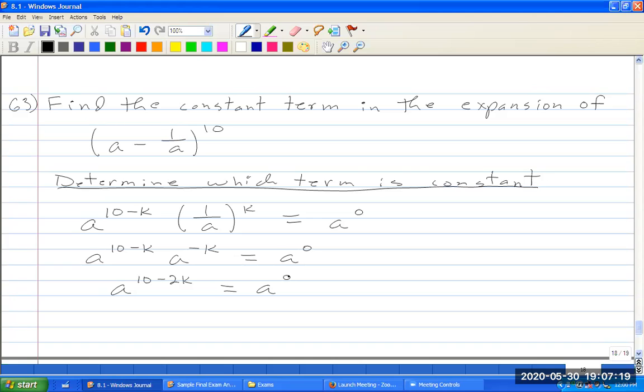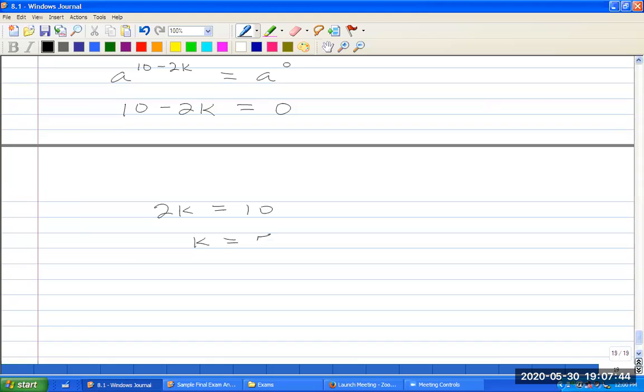Since the exponential function is injective, since the base is the same, and I'm assuming a is not 0, and since these values are equal, then I must have that the exponents are equal. And so I have that 2k is equal to 10, so k is equal to 5. And so it's the term when k is 5. Let's look at the sixth term in this expansion.